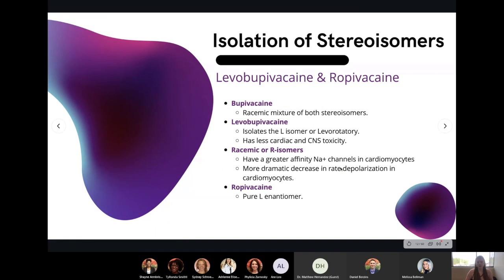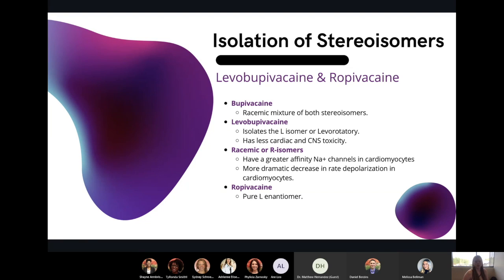So for drugs, chirality significantly affects the drug's biological activity. With relationship to local anesthetics, isolation of a stereoisomer from a racemic mixture can improve toxicity. The best example is with the amide-type local anesthetics, bupivacaine and levobupivacaine. Bupivacaine is a racemic mixture of both L and R stereoisomers. Levobupivacaine isolates the L isomer.